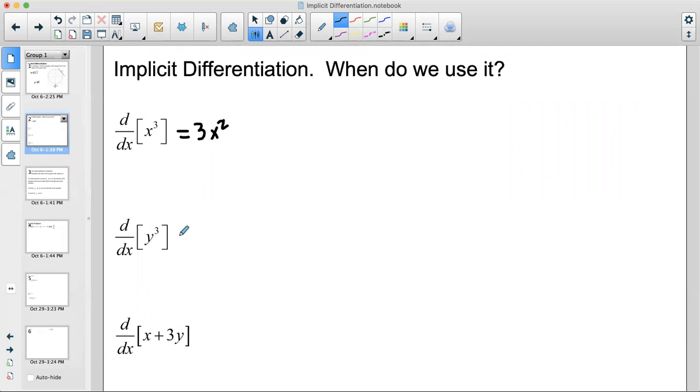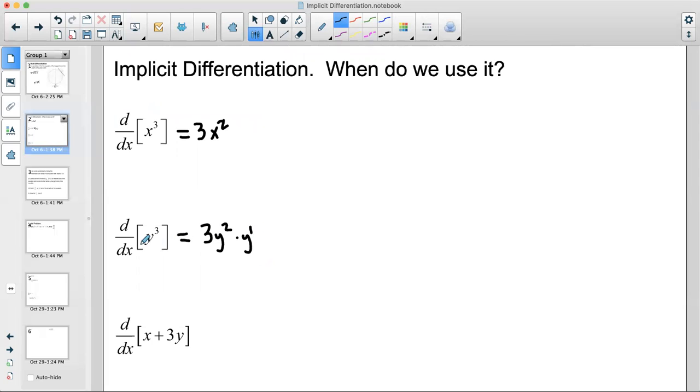But it's different here. What's different is that this is y and this variable here is x. So I don't know if maybe y is equal to x, in which case it's just 3y squared and we're done. But y could be something else. If I take the derivative of this, I use the regular rule, 3y squared. But since I don't know if y is a function of x, I have to multiply it by its derivative.